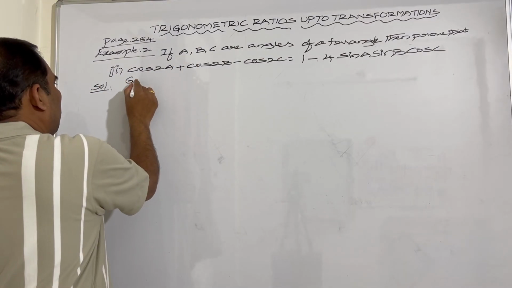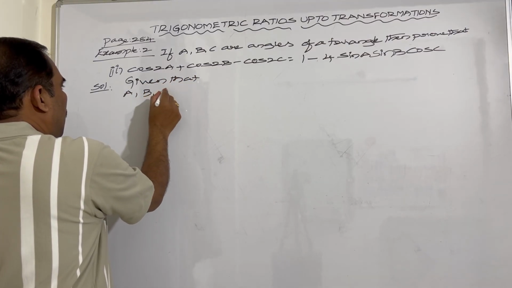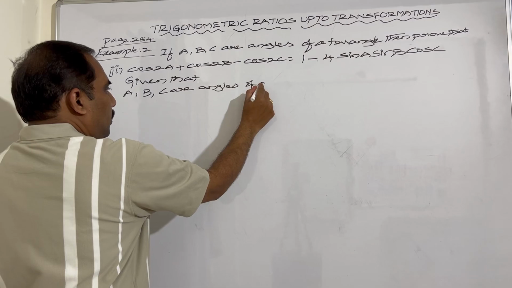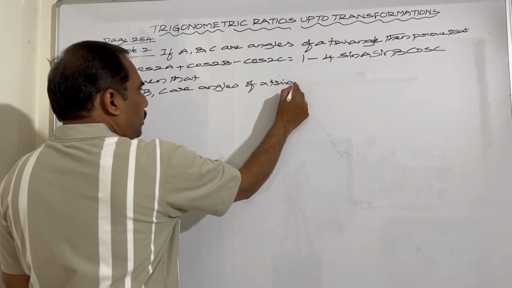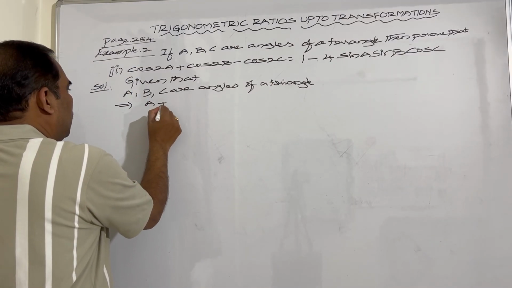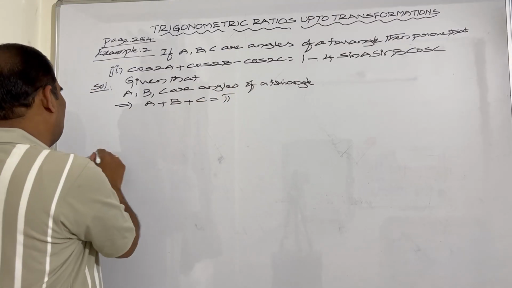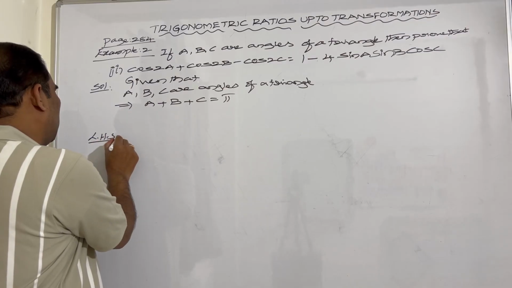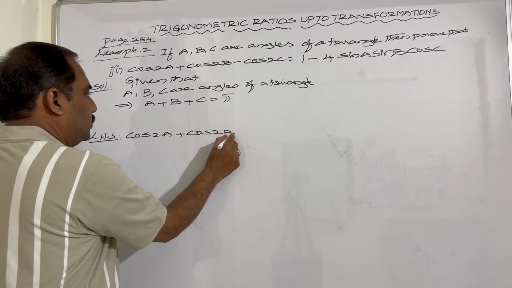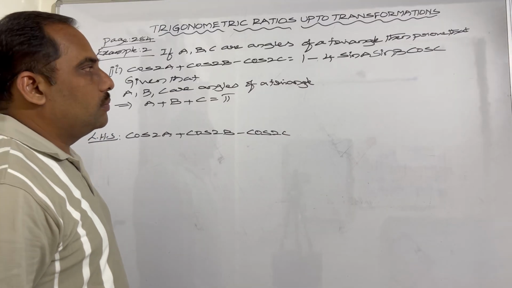Now in the solution, given that A, B, C are angles of a triangle, we know that the sum of the angles is equal to 180 degrees. So that's why A plus B plus C is equal to pi. Now what is given? The LHS, left hand side, is cos 2A plus cos 2B minus cos 2C, and we have to prove that it equals 1 minus 4 sin A sin B cos C.